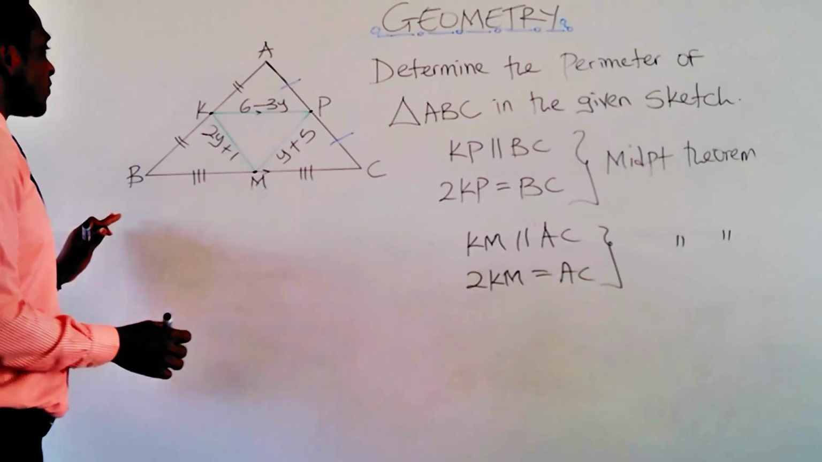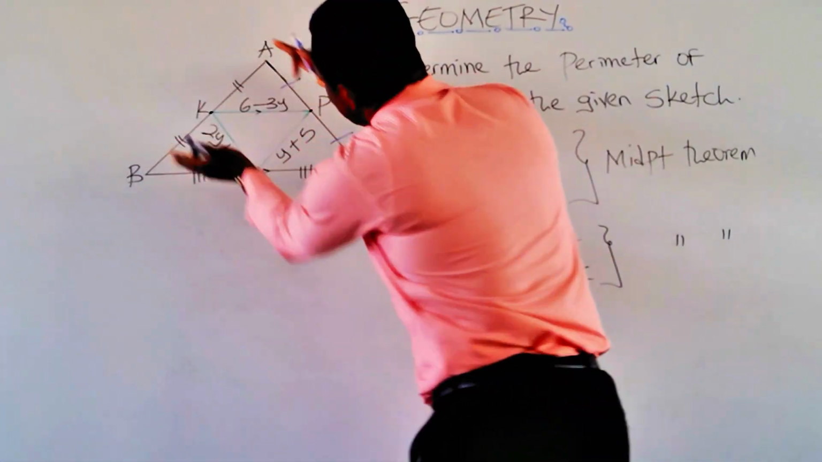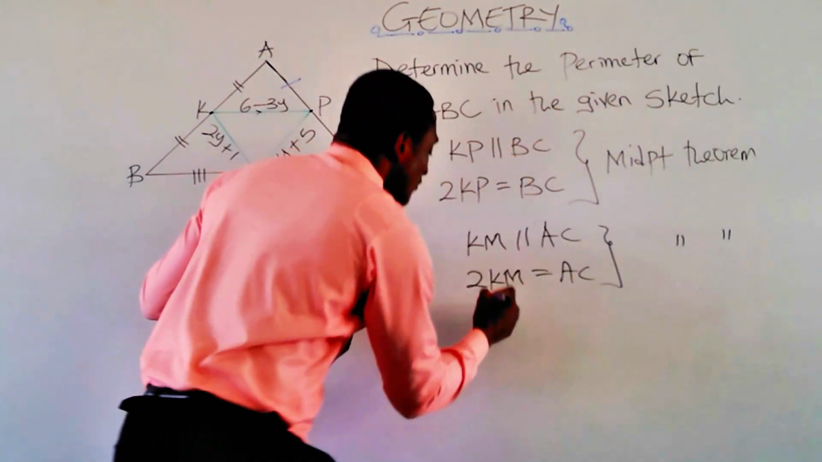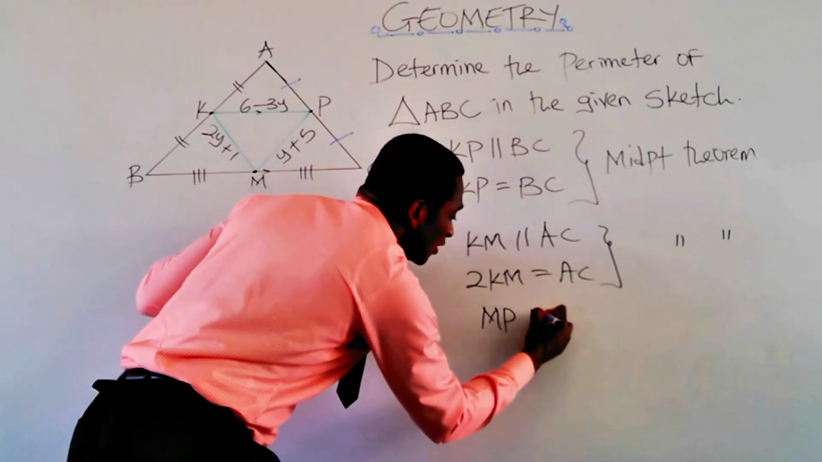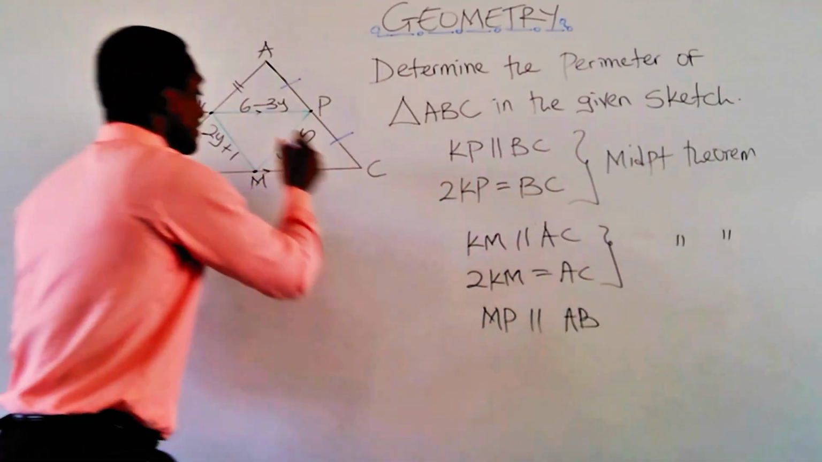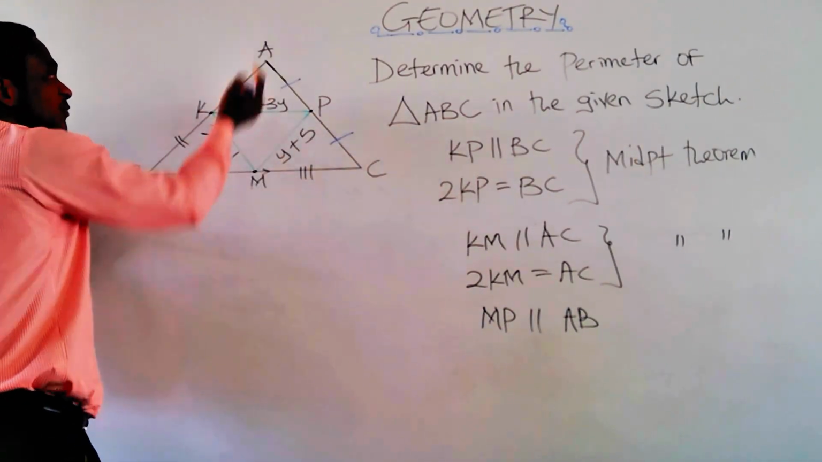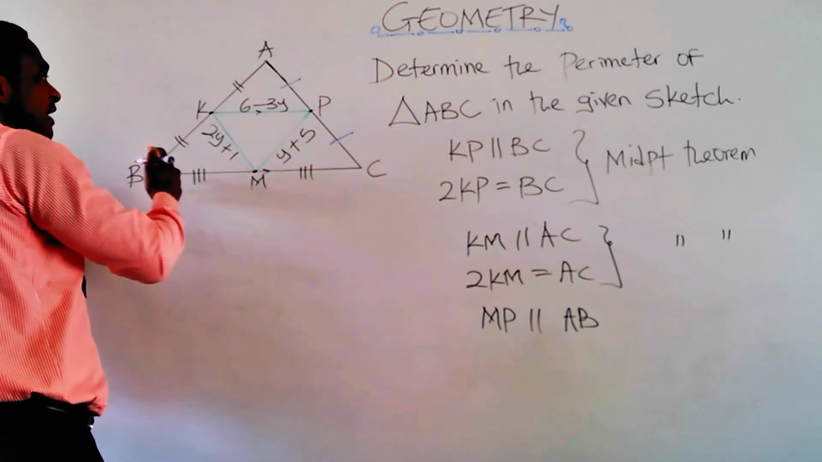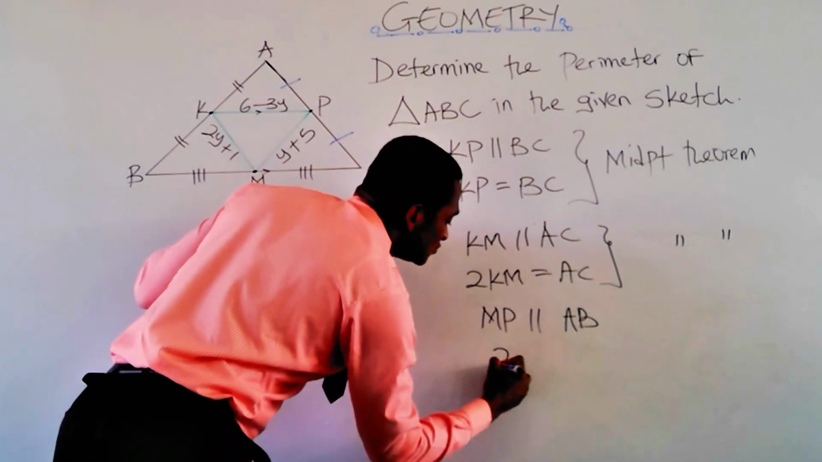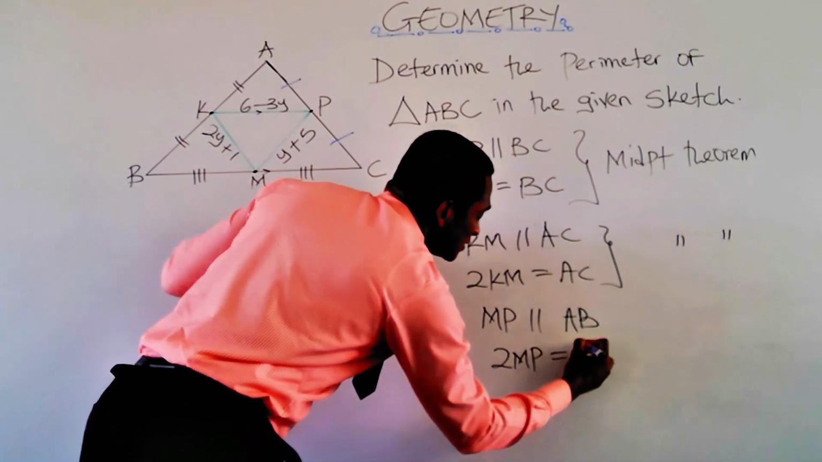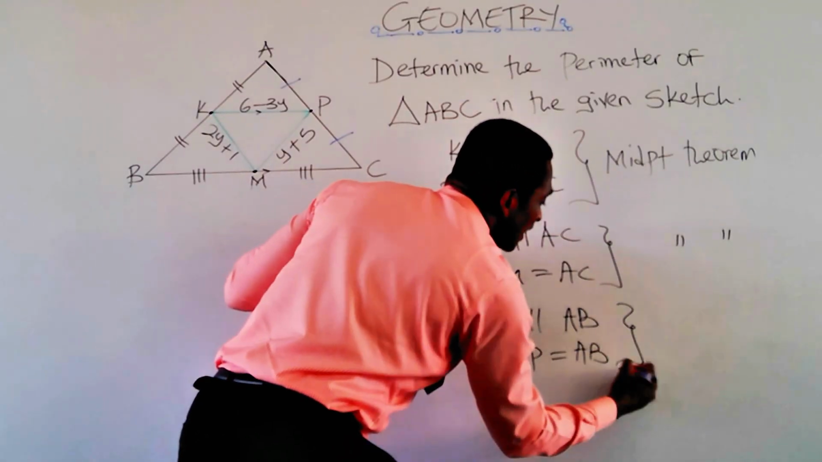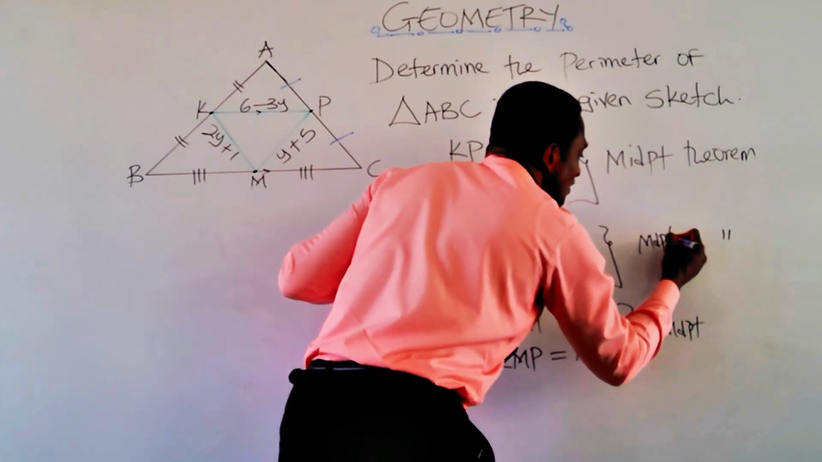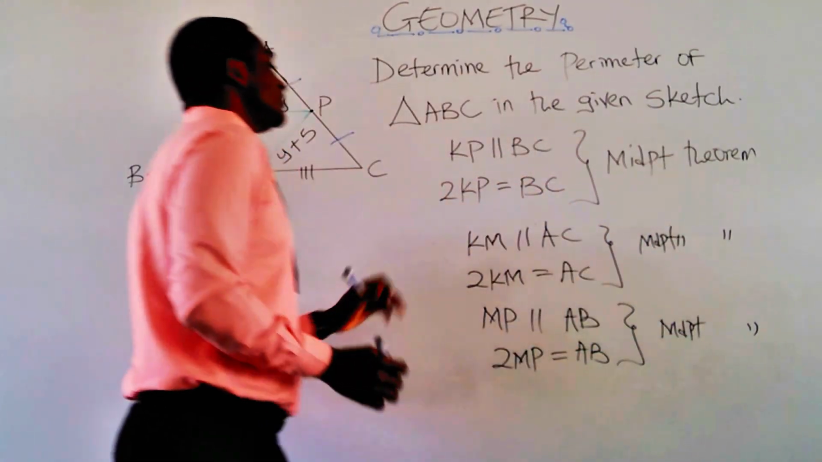Then let's go to the last one. If we flip it from this side, then we are looking at MP being parallel to AB. So here MP is also parallel to AB. That means AB will be 2 times MP. So we have 2MP equal to AB. We also have the midpoint theorem. We have the midpoint theorem for the 3.